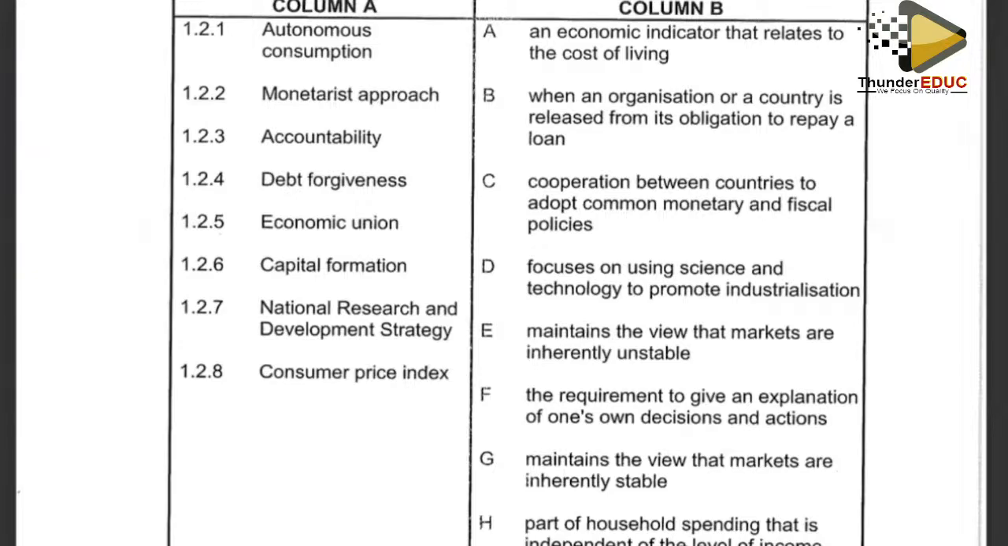Okay, right. So now grade 12, whenever we talk of autonomous consumption, we refer to that part of consumption where the households are just spending without having a proper income. So now if we check the options given in this regard, our appropriate option is going to be H, that says part of the household spending that is independent of the level of income. So it means that our 1.2.1 is H. Okay, grade 12, so let's move on to 1.2.2.